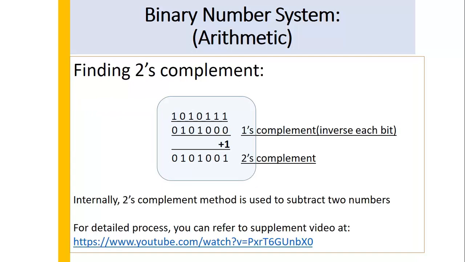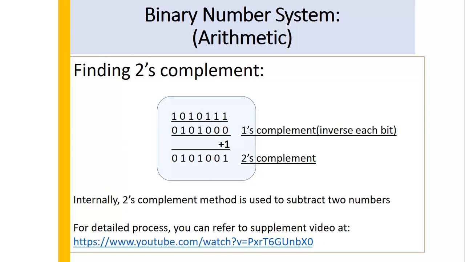And the third important arithmetic in binary is complement. So how to find ones and twos complement? Suppose we have a number 1 0 1 0 1 1 1. We need to find ones complement. In ones complement, simply we have to reverse the bits. If it's 1, we make it 0, or if it's 0, we make it 1. So ones complement of 1 0 1 0 1 1 1 is 0 1 0 1 0 0 0, right?